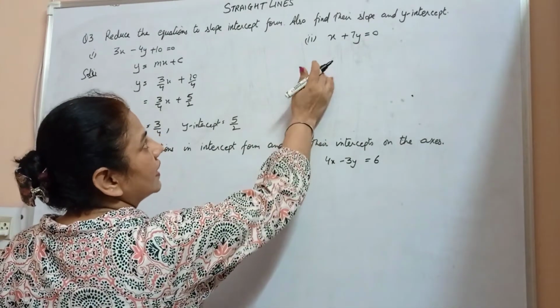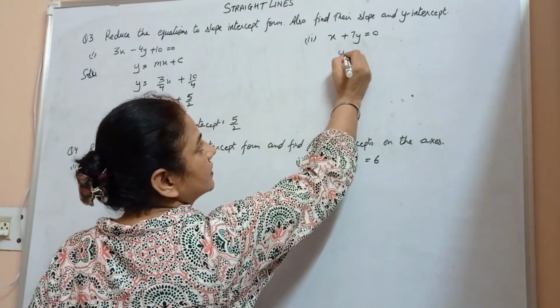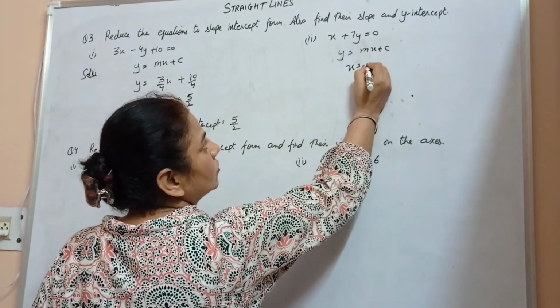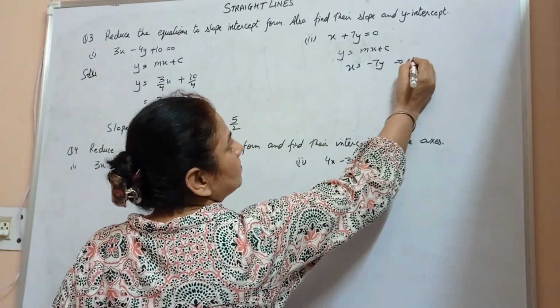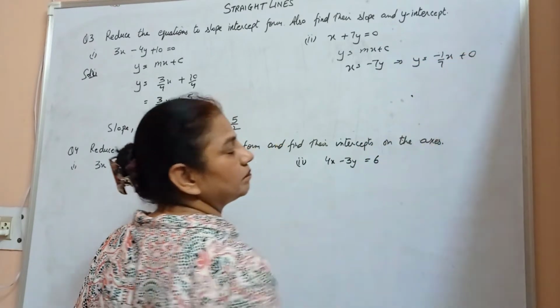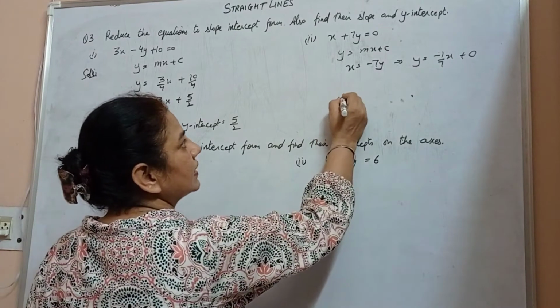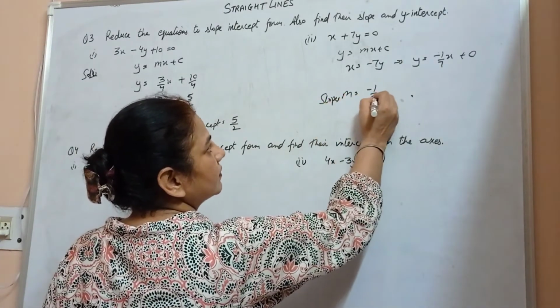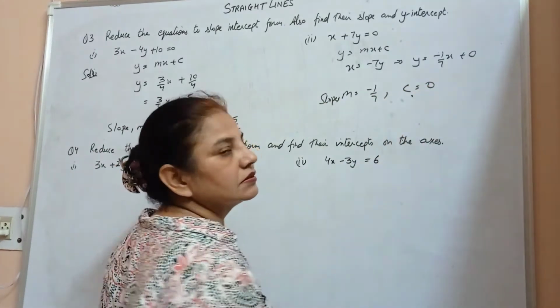Again, to calculate this, we write it in the form of y is equal to mx plus c. So here we get x is equal to minus 7y. This implies y is equal to minus 1 by 7x plus 0. The slope m is equal to minus 1 by 7 and the constant is 0.